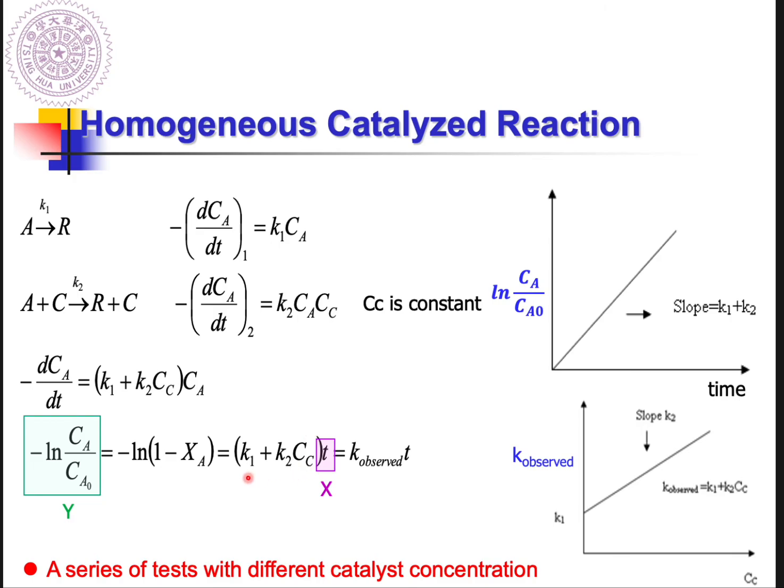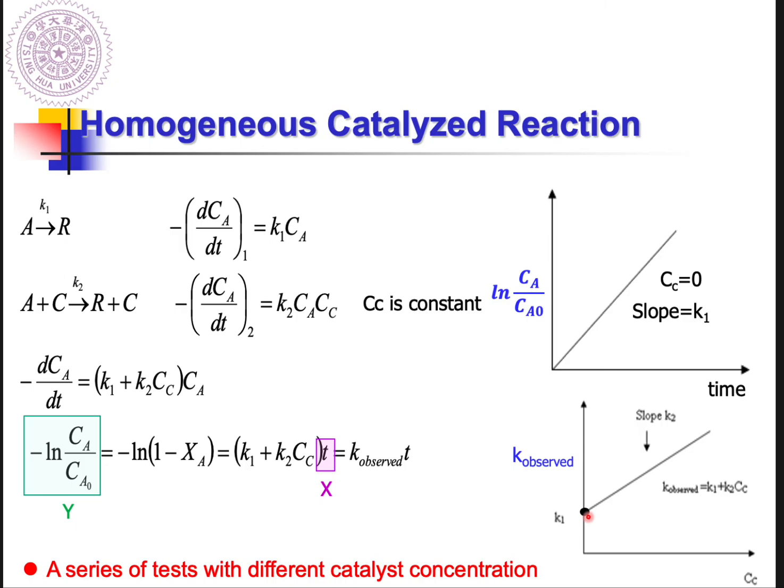So how do we determine K1 and K2 in this catalyzed reaction? In the beginning, I don't add the catalyst. Then I measure CA as a function of time, at four different time points. Then I can get K1. As long as I know K1, I also get K1 here, right? Because K observed is K1. And this is K observed versus CC.